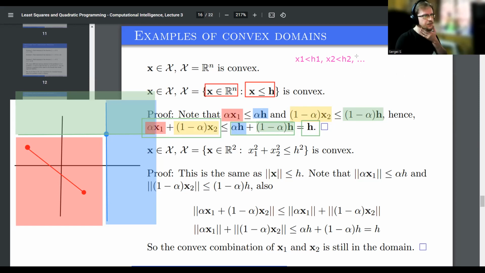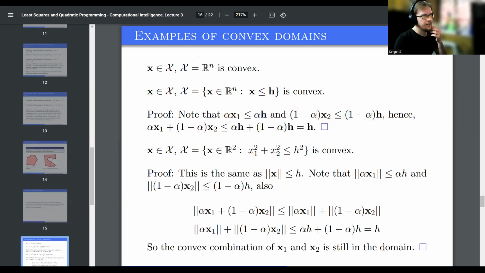All right. Okay. Now, another example. Let's say we have a domain in R2, which is defined as x1 squared plus x2 squared less than h squared. So in fact, it's a circle with the radius h. It is convex. Let's just try one more time to prove something. So this is the same as saying the norm of x is less than h.